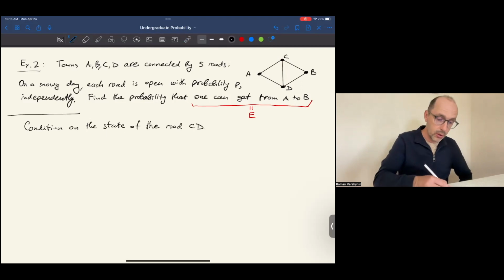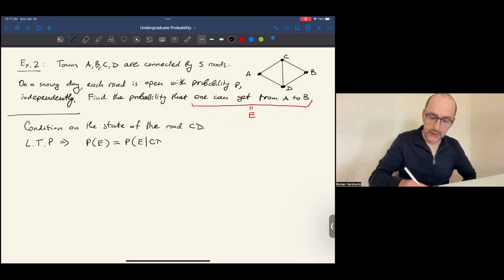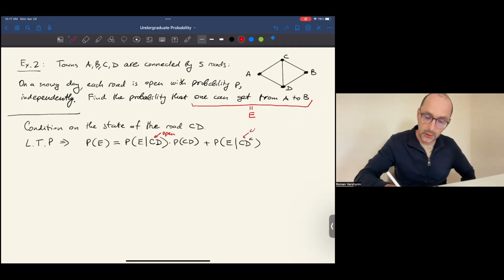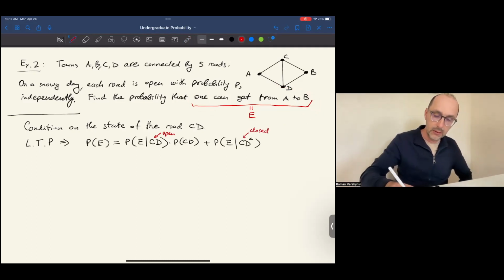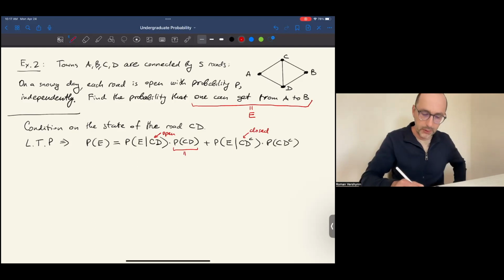Then we use the law of total probability to compute the probability that one can get from A to B. It's P of E conditioned on the event that the road is open. Let's simply call that event CD, times the probability that the road is open, plus the probability of E conditioned on the fact that the road CD is closed, that's the complement of event CD, times the probability that the road is closed. Any road is open with probability P. And so this is P, and this is its complement, 1 minus P.